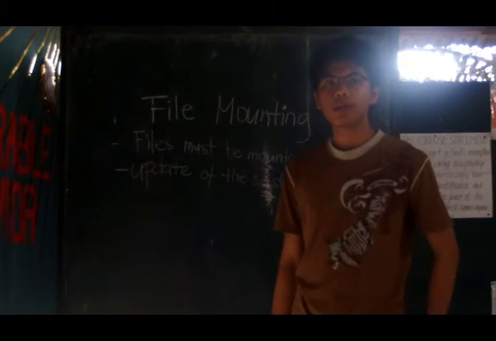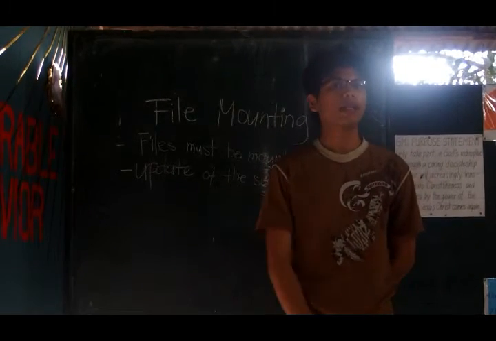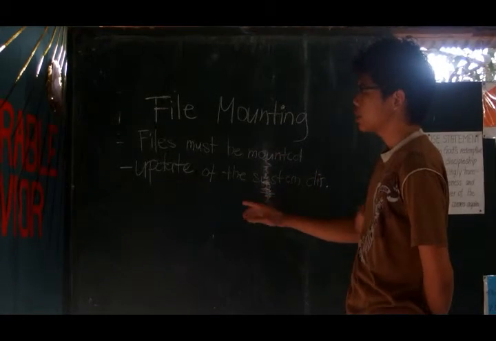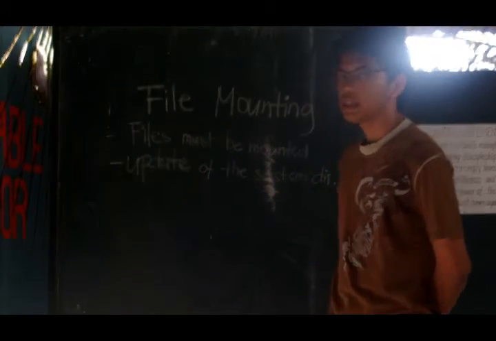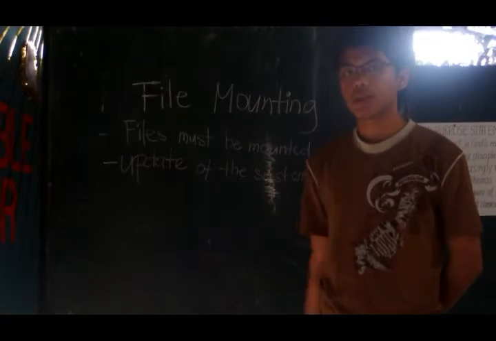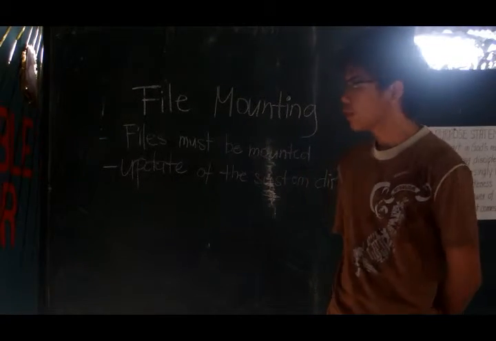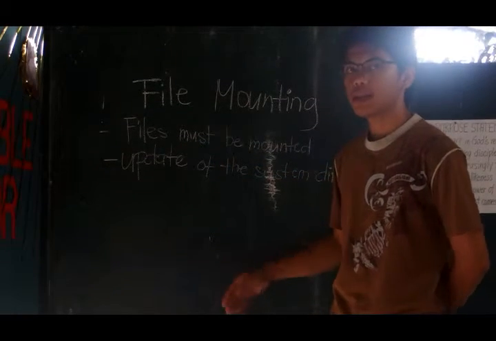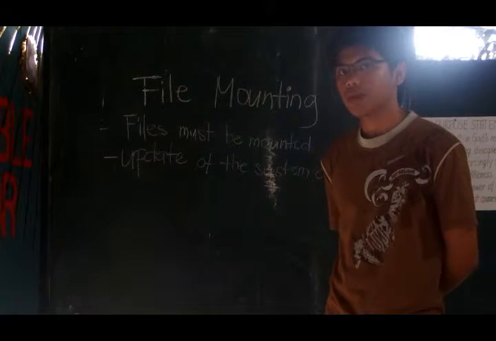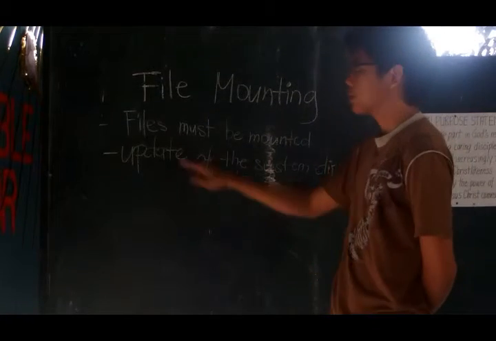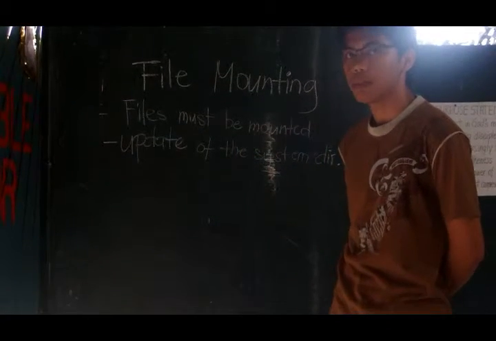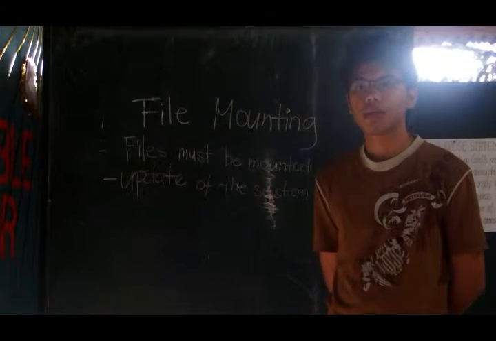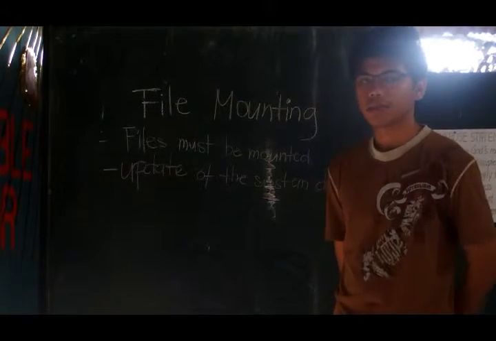File mounting always takes place when a new volume is added to your system. So basically, file mounting is just an update of the current system directory for the new volume's directory to be added, in order for the files to be accessed. So why do we need to update those directories? Because files must be mounted first in order for the system directory to access them.